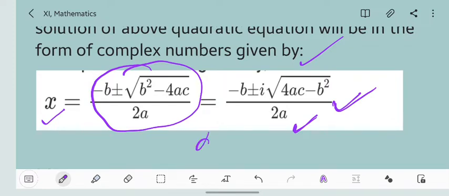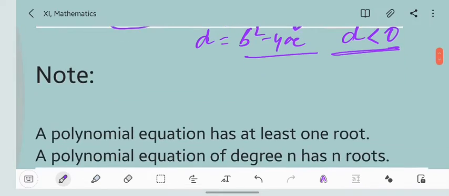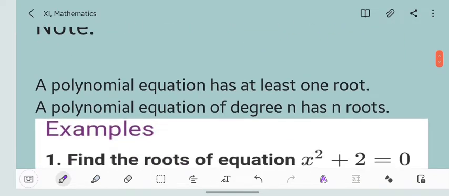So on the basis of D, find the value of D as b squared minus 4ac, and depending upon that, if D is less than 0, we go by the formula minus b plus minus i square root of 4ac minus b squared by 2a. Remember, a polynomial equation has at least one root. And if it has degree n, then it will have n roots.